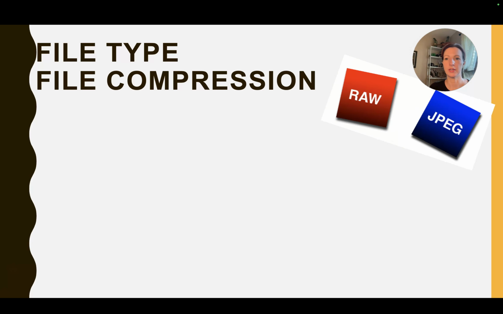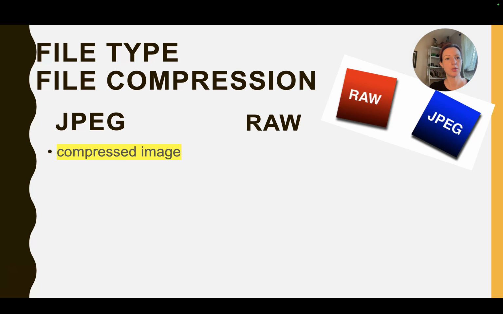Now, the most important thing is our file types. So we have JPEG and then we have RAW. What you shoot in is up to you, but there's a pretty big difference between the two. So you have to make a conscious choice. So a JPEG is a compressed image, like I said before.